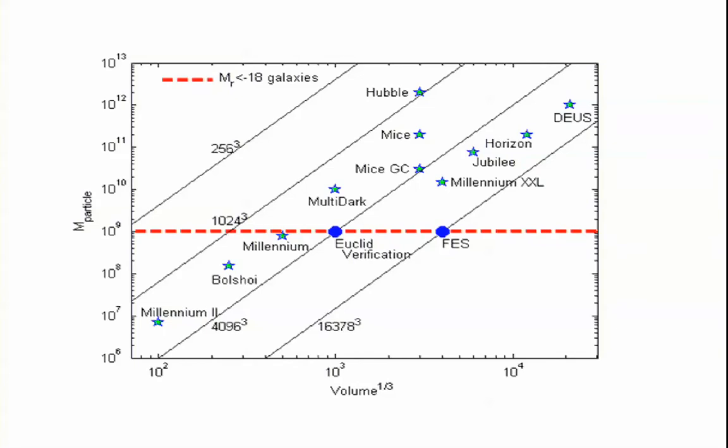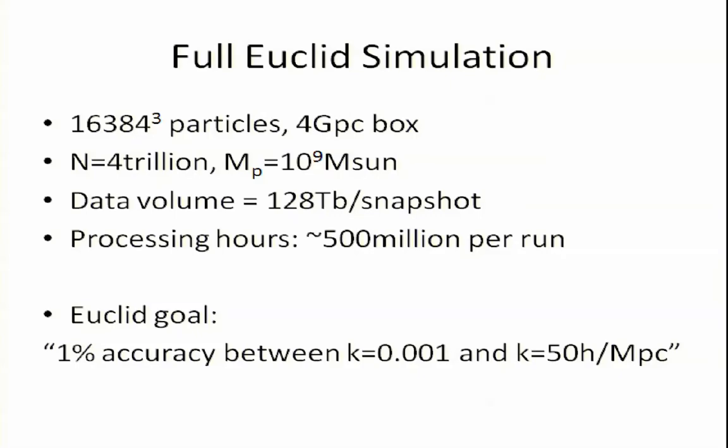And we're talking about a few years' time. The simulation we're talking about doing, if you just scale up that mass per particle to the volume you need, which is 4 gigaparsecs, you end up with 16,000 cubed particles. So that's the simulation that we're proposing to do. The numbers look a bit like this: 16,000 cubed, 4 gigaparsecs. That's about 4 trillion particles. It's a little bit bigger than what's been done.